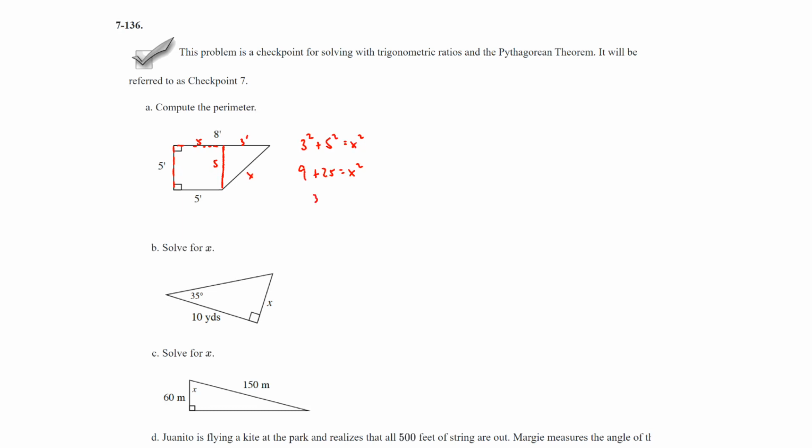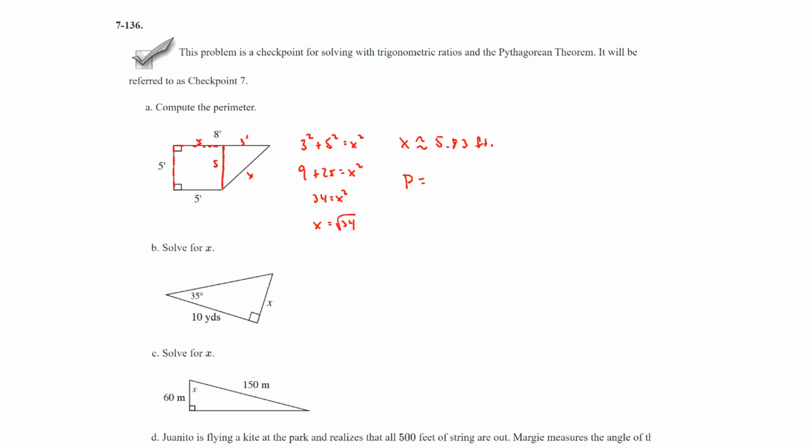So it looks like we're going to get 34 is equal to x squared, or x is equal to the square root of 34. And you can plug that in your calculator to get an approximation as well. And that would be approximately 5.83 feet.